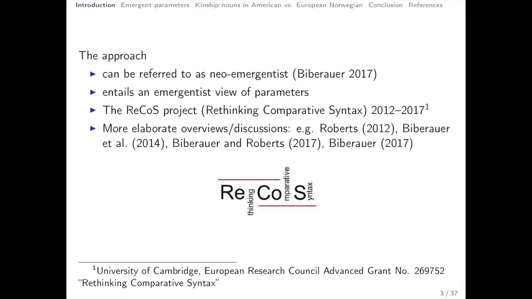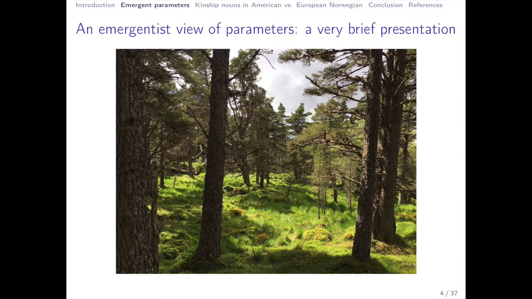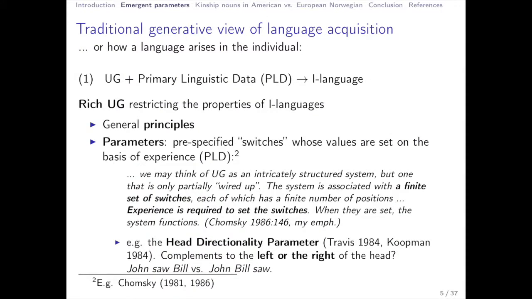I obviously can't say everything. There are many things that I'm not going to have the time to talk about today, but I will try to give you a very brief presentation. So, a useful starting point here is what we can call the traditional generative view of language acquisition, or how language arises in the individual. There are two ingredients here: UG, universal grammar, and primary linguistic data, or PLD, which is the input data that the child will be exposed to. Those two combined will give you the I language, which is the language of an individual speaker.